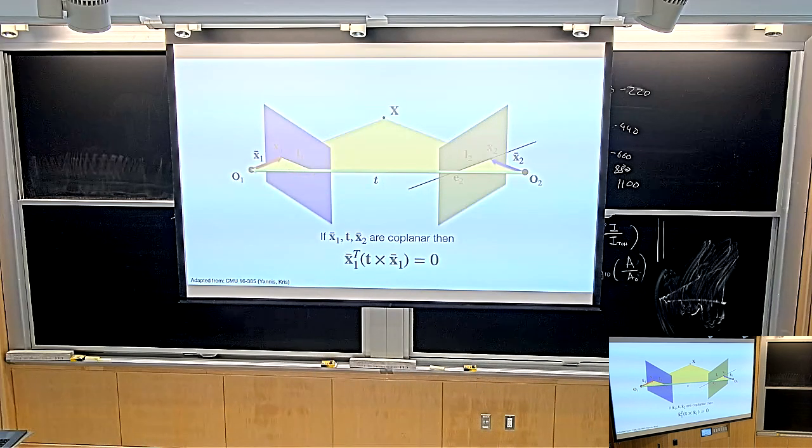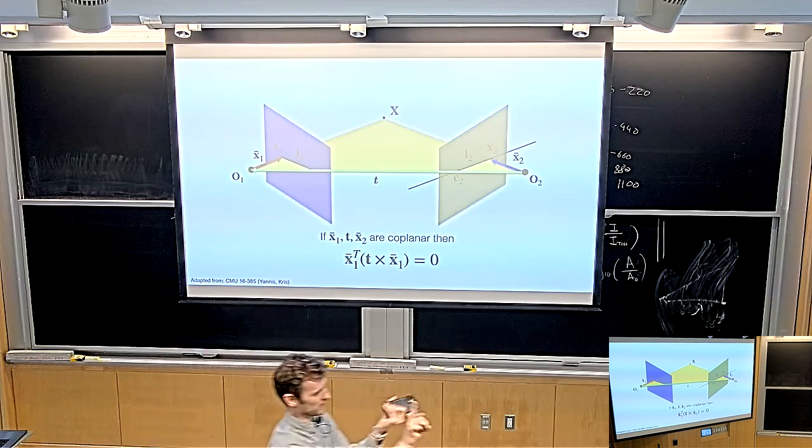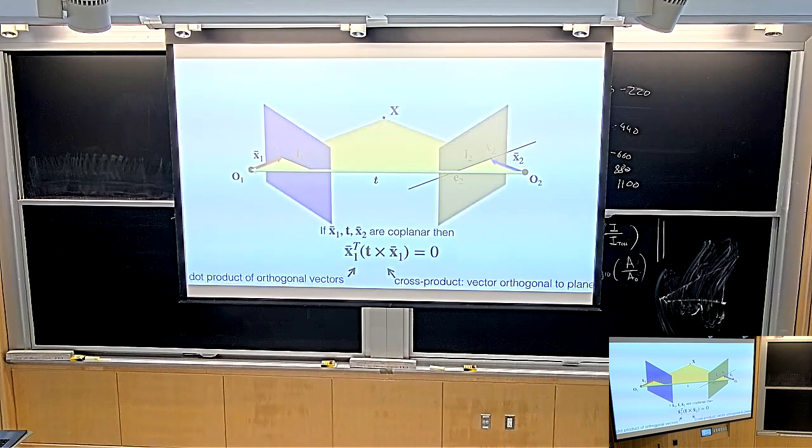Knowing that they are coplanar, now we can derive a trivial-looking constraint: this 3D ray direction, dot product with the translation vector cross product with this. So what does this give you? It gives you a vector that stands like that. It is orthogonal to x1 bar, and the dot product of that vector with x1 bar therefore must be 0 because it's orthogonal. Does that make sense? Okay, good.